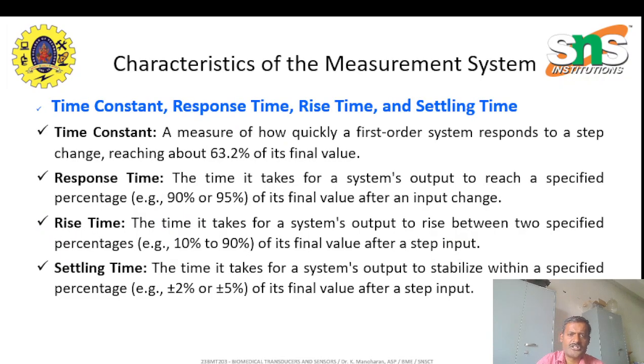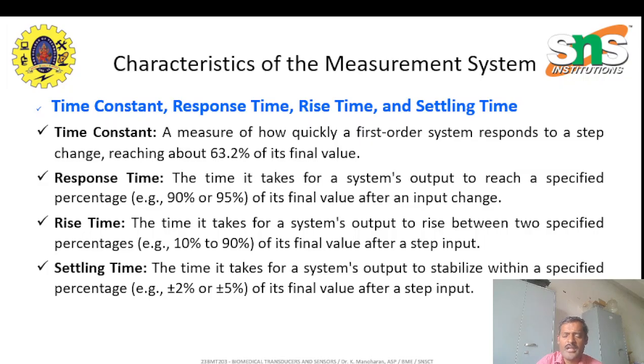And then the time constant. The time constant measures how quickly a first order system responds to a step change. Normally we take the time when the output reaches 63.2% of its final value. For example, if the final value is 5 volts, then the time taken to reach 63% of 5 volts will be considered as the time constant.